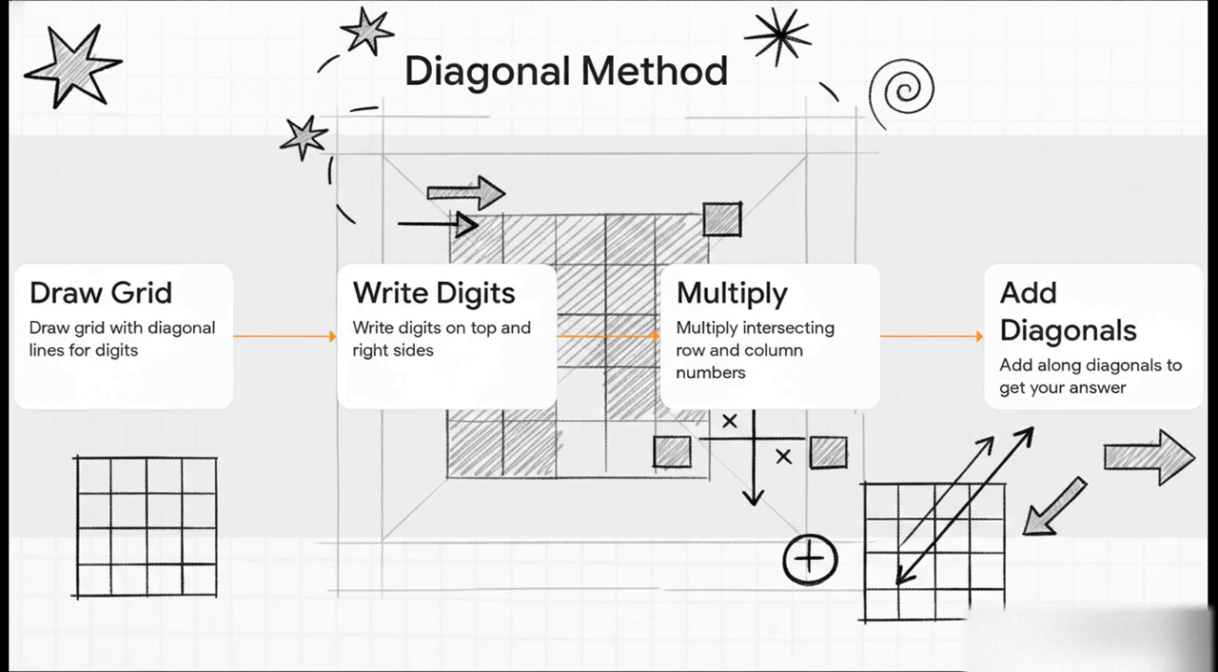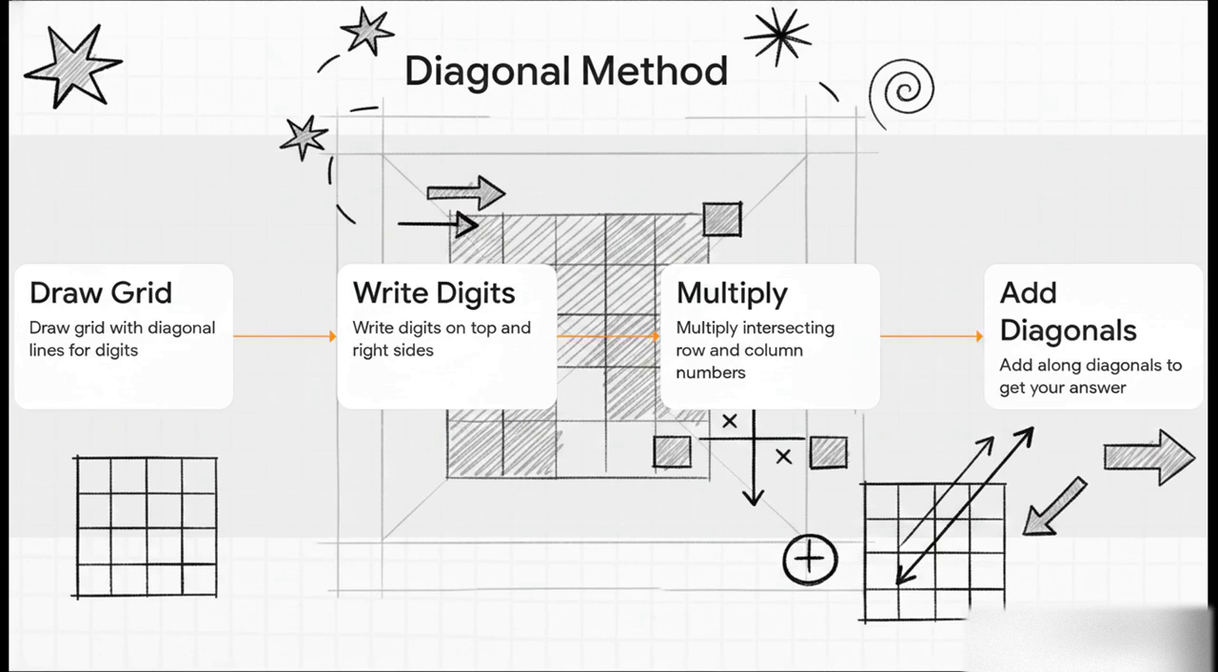In fact, our source material literally refers to this as jadoo, magic. It's called the diagonal method. Let's say we want to square a tricky number like 39. Step 1, draw a grid based on the number of digits. Since 39 is 2 digits, we draw a 2x2 grid and split every box with a diagonal line.